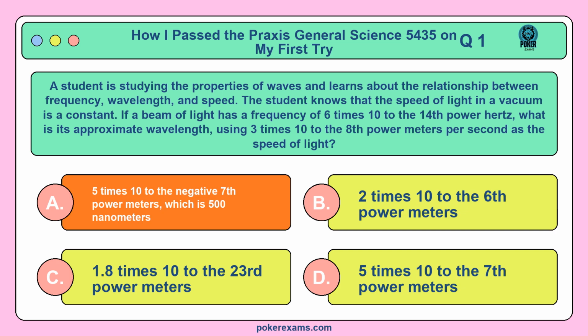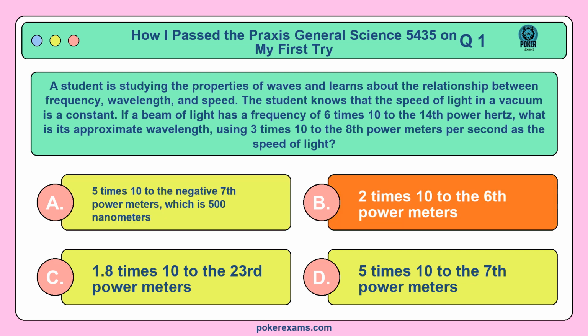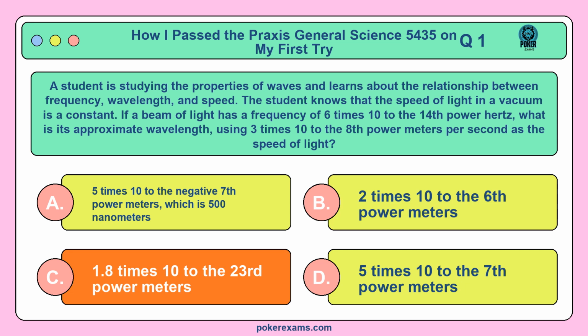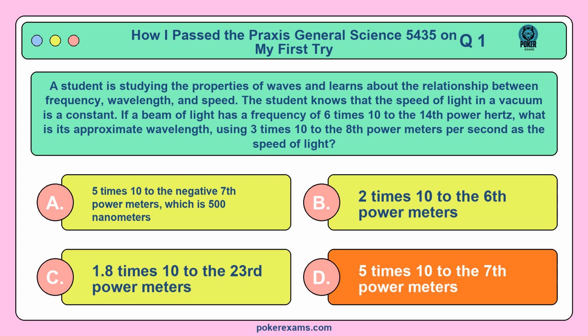Is it? Option A. 5 times 10 to the negative 7th power meters, which is 500 nanometers. B. 2 times 10 to the 6th power meters. C. 1.8 times 10 to the 23rd power meters. Or D. 5 times 10 to the 7th power meters.